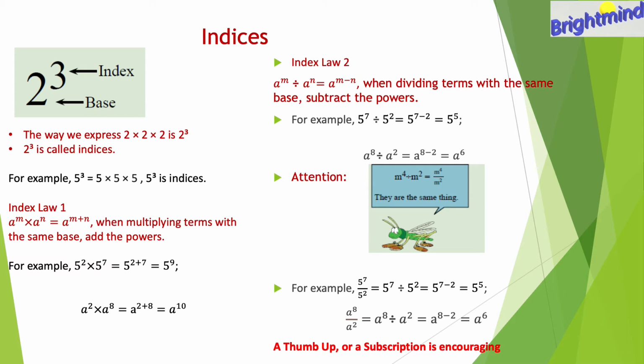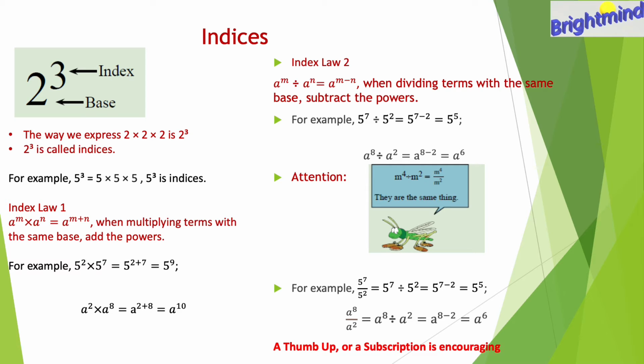For example, 5 to the power of 2 multiplying 5 to the power of 7, we keep the base 5, we add the powers 2 plus 7, so the power becomes 9. The result is 5 to the power of 9. According to index law 1, another example, a to the power of 2 multiplying a to the power of 8, we keep the base a, we add the powers 2 plus 8 equals 10. So the final result is a to the power of 10.